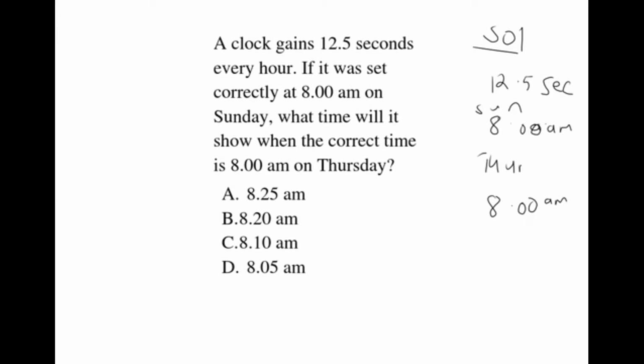First, let us get the number of days from Sunday, 8 a.m. to Thursday, 8 a.m. The number of days in between there are 4 days. And a day has 24 hours. Therefore, let us get the number of hours there. We have 24 times 4 days, we shall get 96 hours.